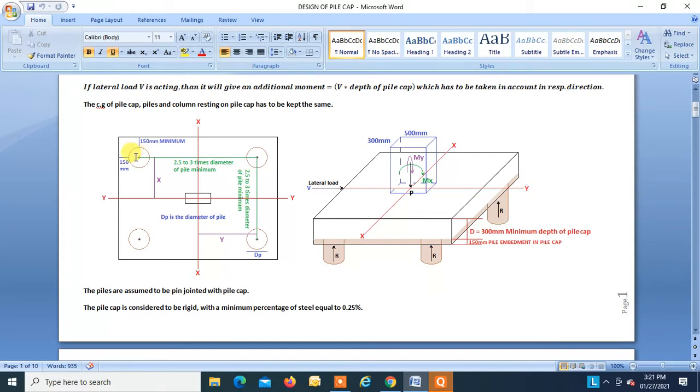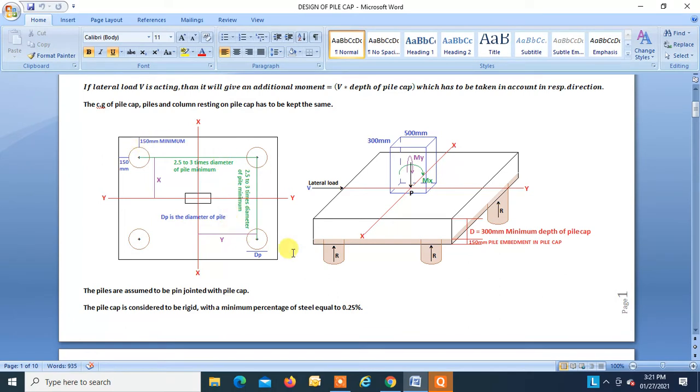Usually the minimum distance kept between the center to center of the piles is 2.5 to 3 times the diameter of the pile. That is for when the piles are friction piles, but for different types of piles this distance varies, but this is the minimum you have to keep, 2.5 to 3 times the diameter of the pile minimum. Plus the outer edge of the pile should be at least at a distance of 150 mm from the outer face of the pile cap.